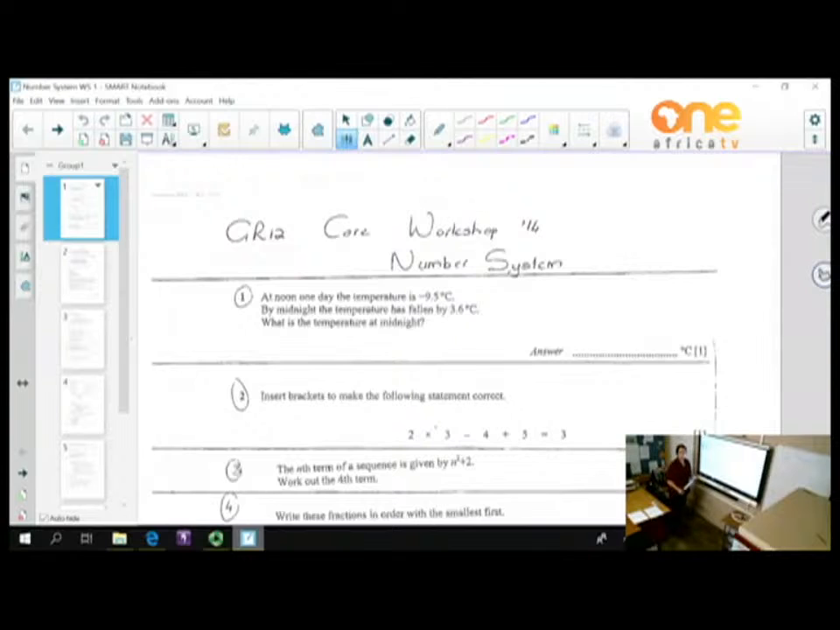Grade 12s. This is then a part of the workshop on number system. So we have quite a few questions here on different levels.